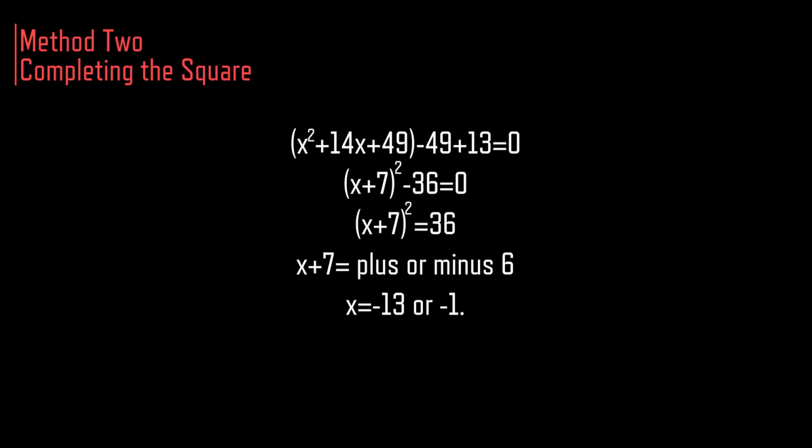Let's simplify it. X squared plus 14x plus 49 minus 49 plus 13 equals 0. (X plus 7) squared minus 36 equals 0. (X plus 7) squared equals 36, so x plus 7 equals plus or minus 6. So you get x equals negative 13 or negative 1.